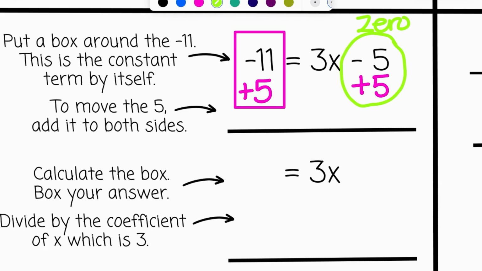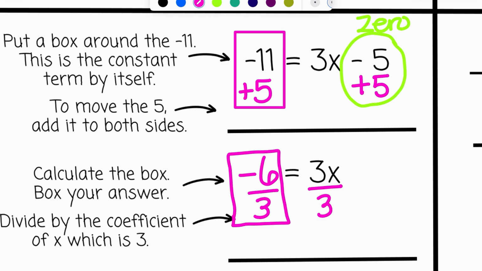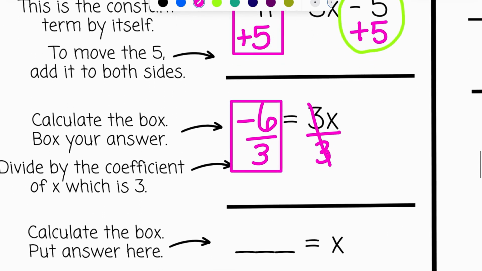Calculate the box. Negative 11 plus 5 equals negative 6. And then bring down the 3x from the right side of the equation. 3x, when they're side by side, those are being multiplied, so the inverse would be to divide by 3. And this is what we will calculate. All right, 3 divided by 3 gives me 1x, and negative 6 divided by 3 gives me negative 2. So my answer is x equals negative 2.